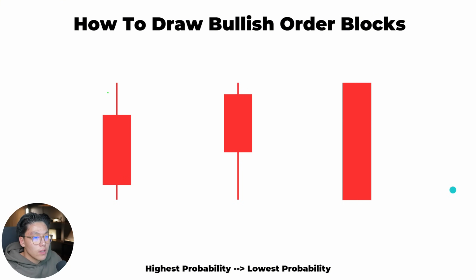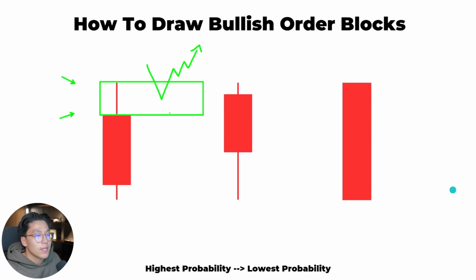So if we're in a clear uptrend, what we're going to do is mark out the order block from the top of the wick to the body. This is the highest probability order block. If price uses this area as a retest and continues towards the upside, you know that this is the most bullish case scenario when we have an upper wick all the way to the top of the body.